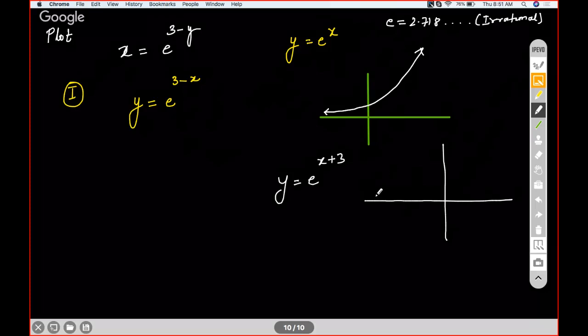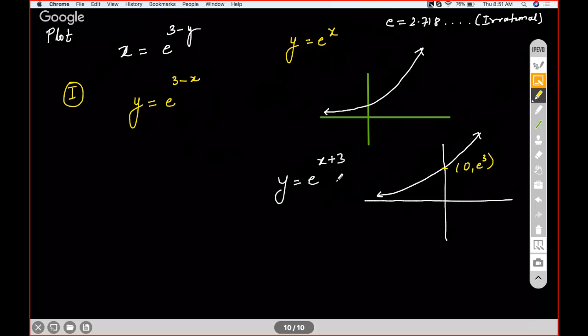I think it'll cut at a higher value, right? Because this is shifting to the left, so a higher point will come and cut it. So at 0, it will be at a higher position. Because when you put x as 0, y will be e cube. E cube will be almost like 8ish or 9ish. So this will be 0 comma e cube.